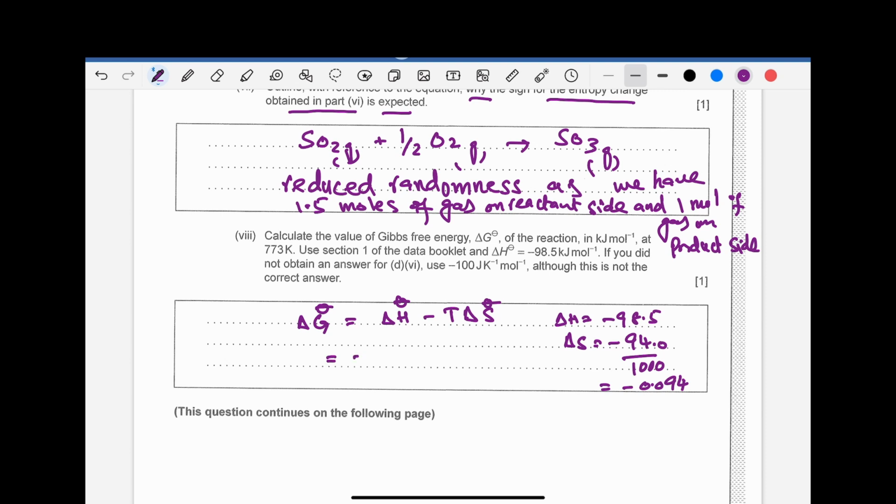So delta G will be equal to minus 98.5 minus temperature, 773, times minus 0.094. Okay, let's solve this. We will have minus 98.5 plus 72.7, and that will give me minus 25.8 kilojoule per mole. So it will be a spontaneous reaction.